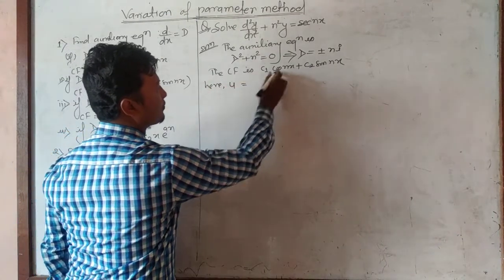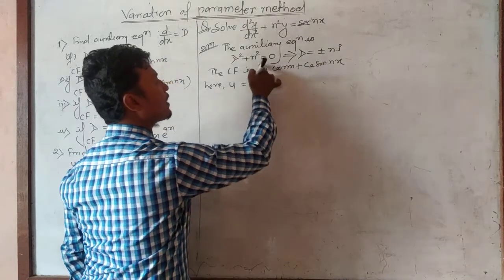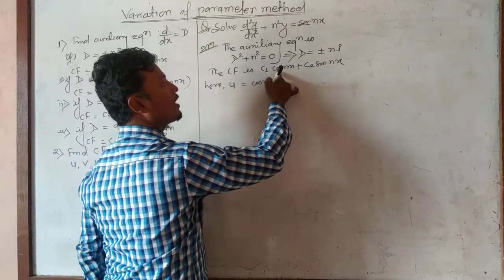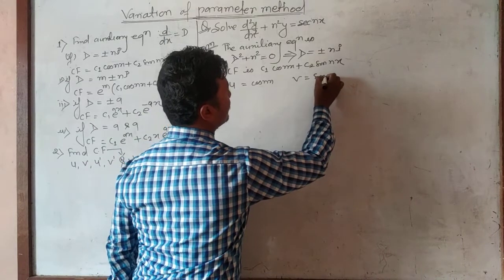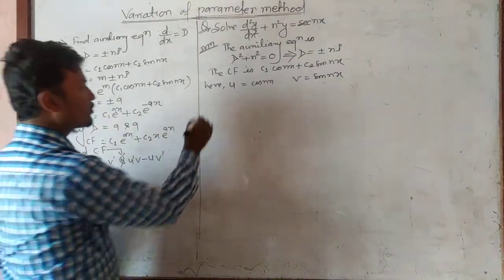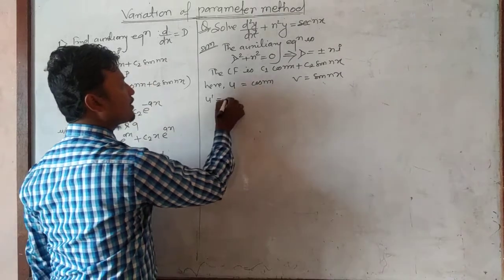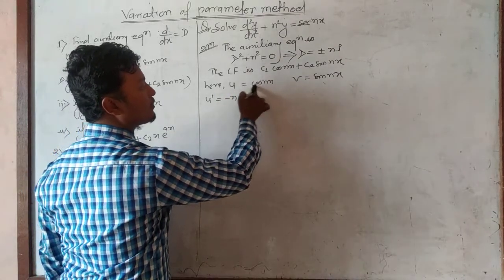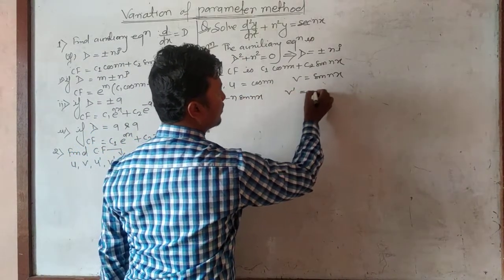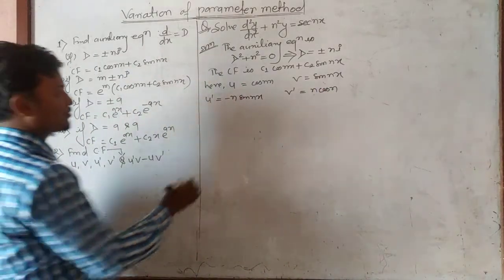Here u is equal to cos nx. We leave the constant C1 and write the rest. So u is cos nx and v equals sin nx. Therefore we also have to find u dash. u dash means derivative of u. If you take the derivative of cos nx, it is minus n sin nx, and the derivative of v is n cos nx. So we got these four.